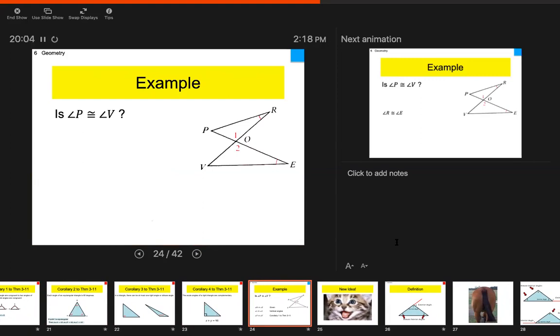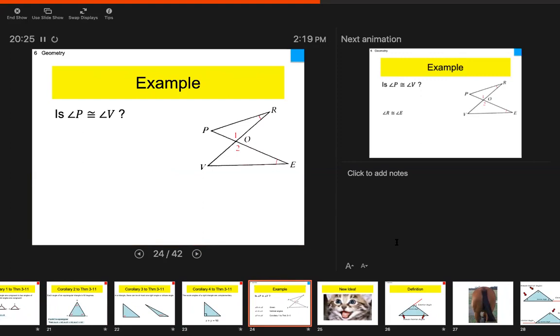Wait, is P congruent to V? Yes, congruent. All right, period 2 struggled mightily at this. Let's see if you really are an honors class. So McKinley, here's what I'm going to say, the thing I said to them. I want you to look at the picture and tell me anything that's true, whether it helps us or not.